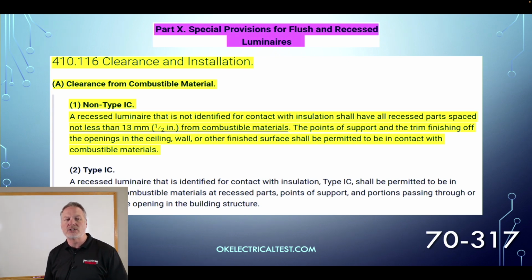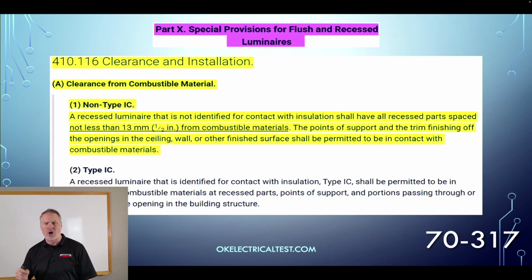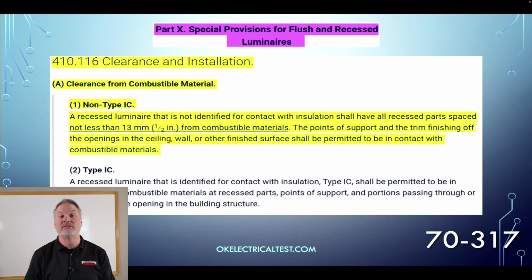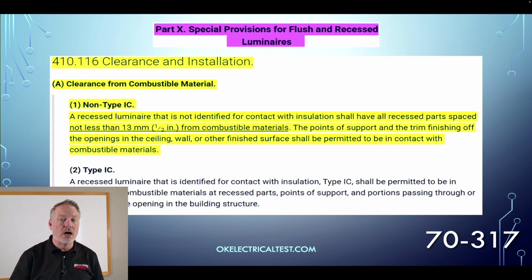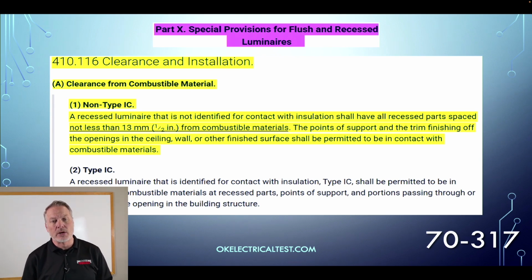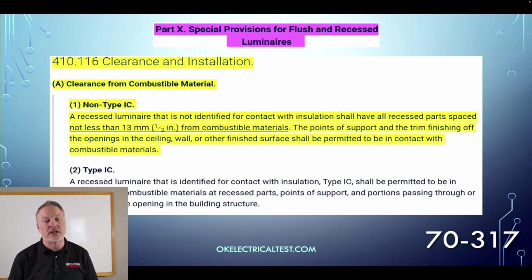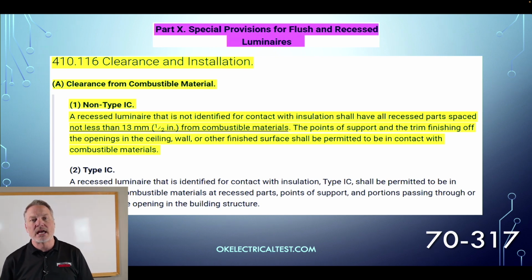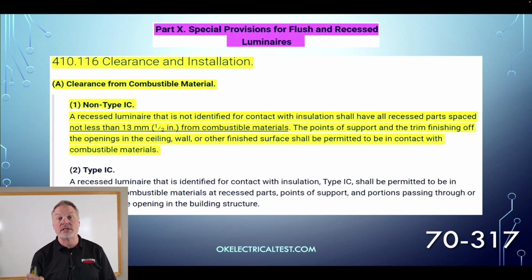410.116, clearance and installation, and this is clearance from combustibles for a non-type IC recessed luminaire. So that's one that's not identified for contact with insulation. And so it says a recessed luminaire that's not identified for contact with insulation shall have all the recessed parts spaced not less than a ½ inch from combustibles. The points of support and the trim finishing off the openings of the ceiling, wall, or other finished surface shall be permitted to be in contact with combustibles. So a question on the exam is going to ask about that clearance to combustible for a non-type IC recessed luminaire, and it says a ½ inch right in there.